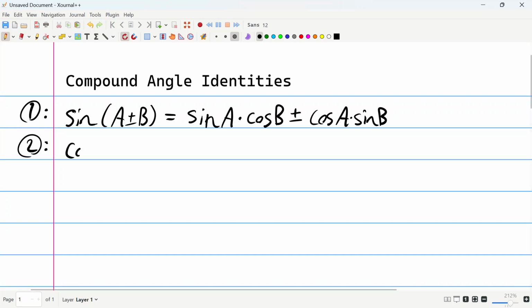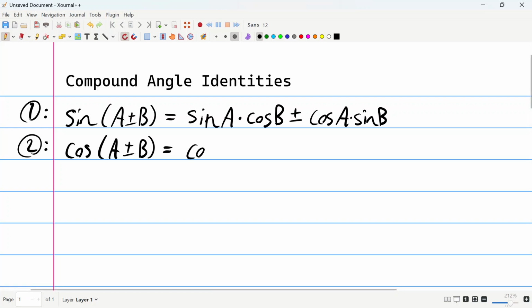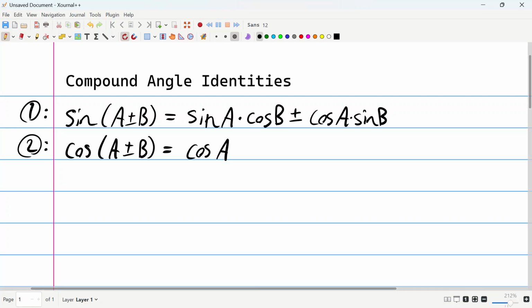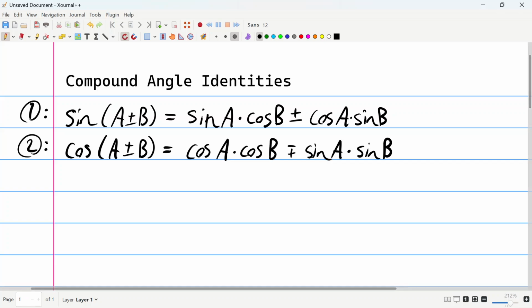However, when we get to cosine, so cos of A plus or minus B, this is going to be the order. Notice how cosine is being used. So it'll be cos, sine in this one. So it's cos of A times cos of B minus plus sine of A times sine of B.